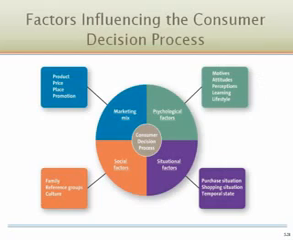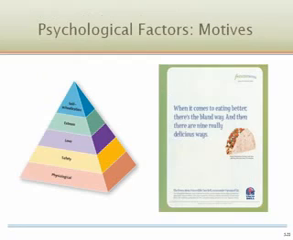This slide lists the factors influencing the consumer decision process, which are discussed in more detail in the following slides. A motive is a need or want that is strong enough to cause a person to seek satisfaction. People have several types of motives, such as those illustrated in the Maslow hierarchy of needs.